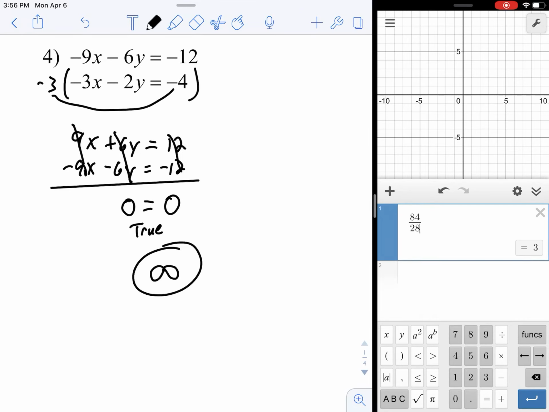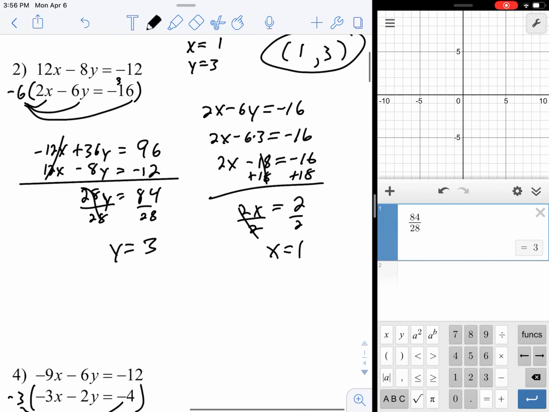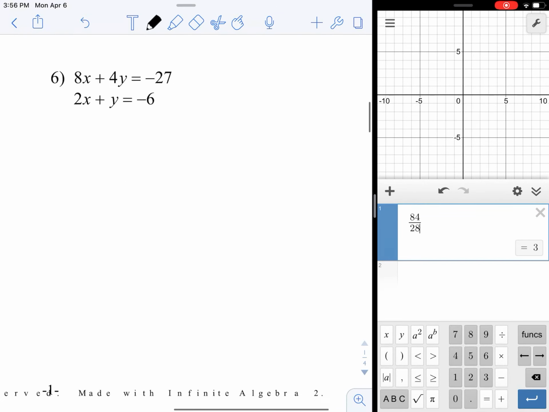So I kind of dropped the ball on that one. All real numbers is the wrong way to say it. So there's my sad looking infinity sign. You can write it another way if you want. That's okay. So there's number 4. So 2 and 4, let's look at number 6.